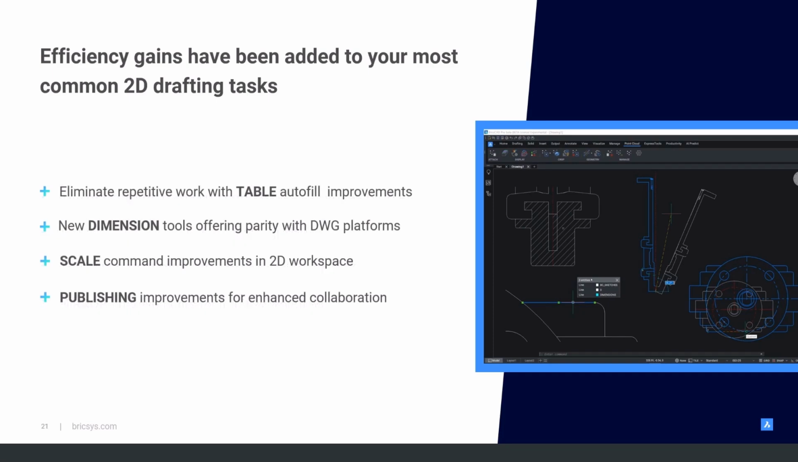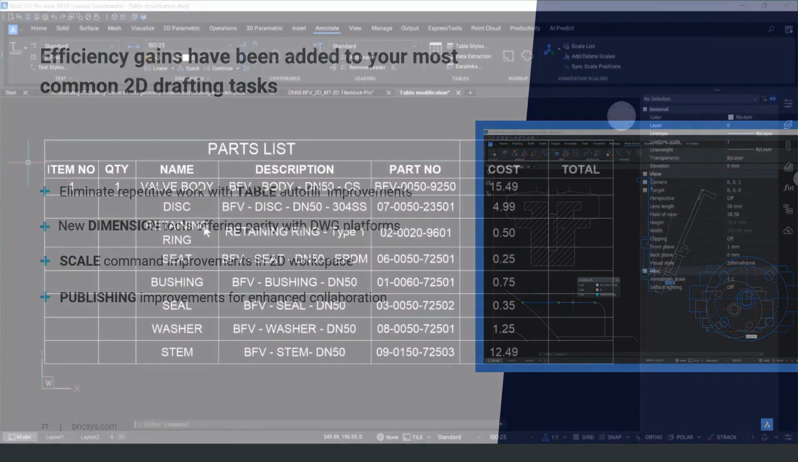In the second part of this breakout, we're now going to look at some of the additional functionality that we've added to BricsCAD for standard tools that you use every day. First of all, we're going to look at the enhancements that we've made to the table functionality to give it that kind of Excel-based feel. We'll also introduce the new dimensioning tools that add a lot of parity to other DWG-based platforms. Improvements that we've made to the scale command, which is a commonly used feature, and also the publishing, how we can better collaborate with suppliers.